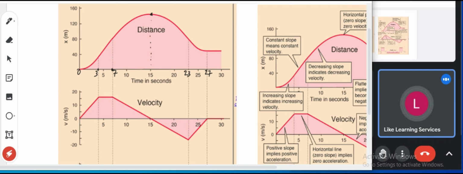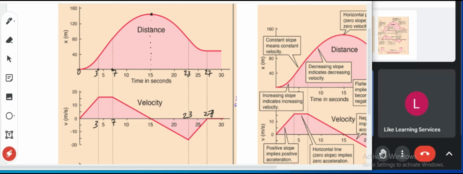So it's 0 to 3. Let me also indicate 3, 7, 23, 27. So 0 to 3, constant acceleration is forward motion. 3 to 7, constant speed forward motion. As you can see, this is constant acceleration forward motion. That's it. That's 0 to 3.